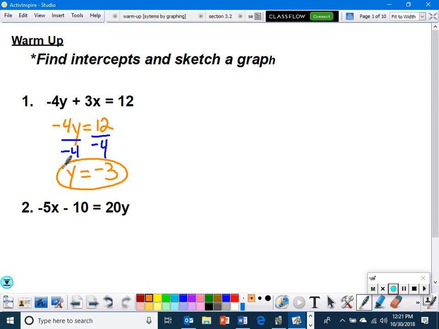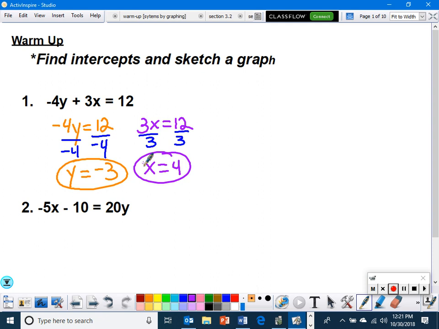Now we're going to do the same thing with the x-intercept. All right, so we're going to make believe the y is not there, so we have 3x equals 12. We're going to solve for x, divide by 3, and we find out that x equals 4.